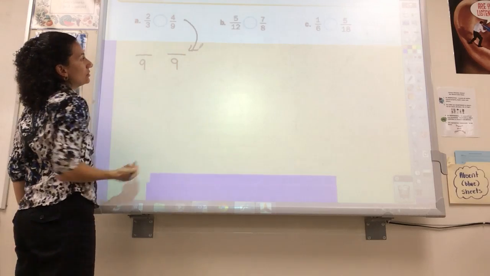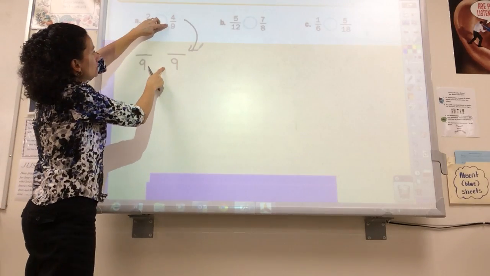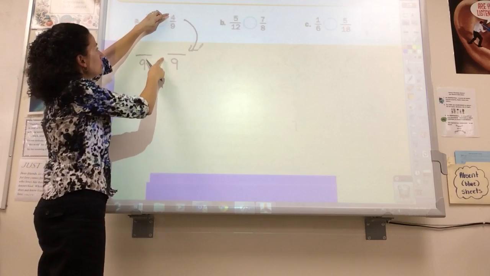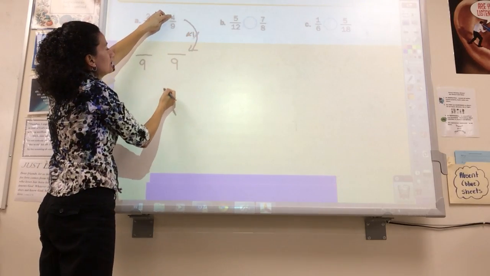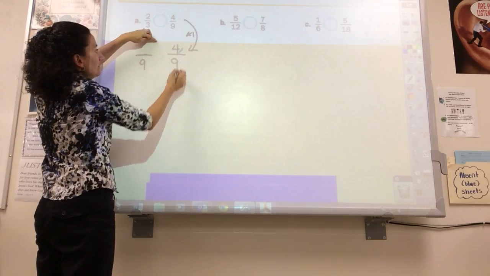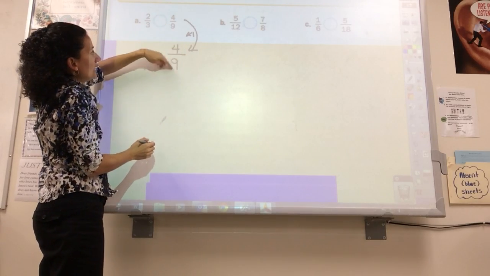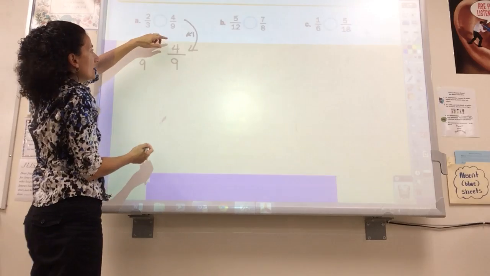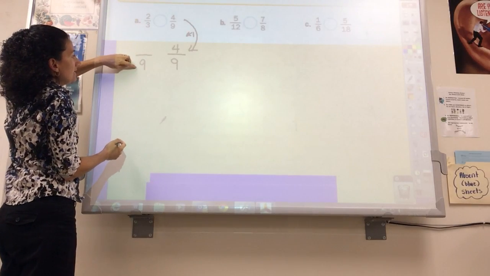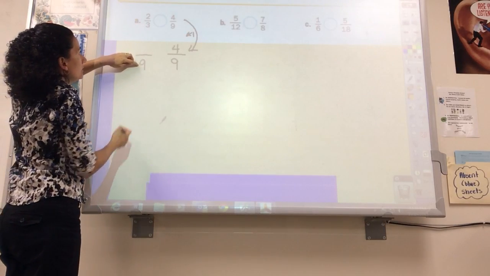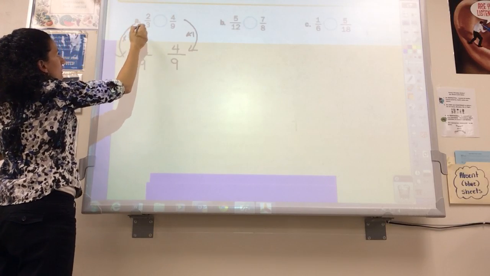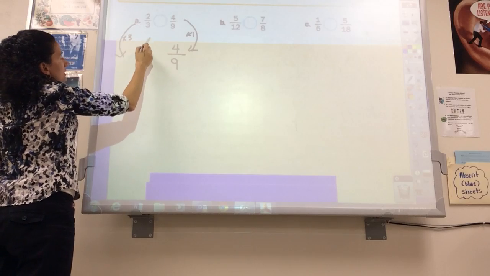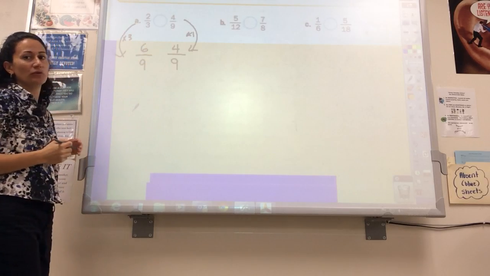This one isn't going to change. If I'm not changing the denominator, then I'm not going to change the numerator. In other words, 9 times 1 is 9, so all I have to do is 4 times 1. This denominator isn't changing, so my numerator isn't changing. But 3 goes into 9. 9 is a common multiple here. So 3 times 3 is 9, so I'm going to do 3 times 2 to get my new numerator here.